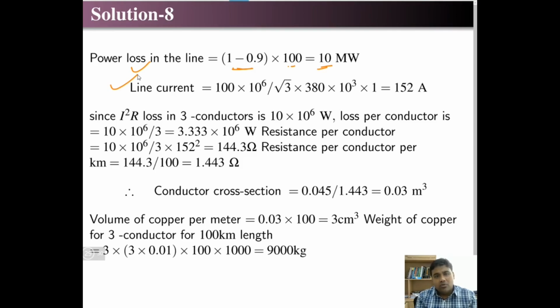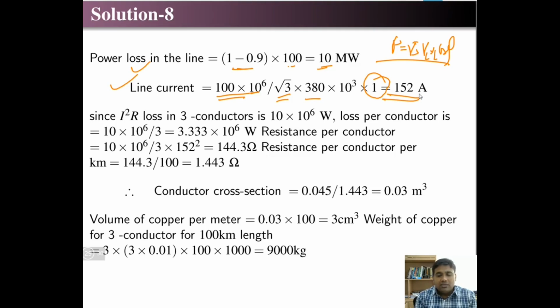Line current is basically obtained from the formula for power. You have 100 megawatt power, so power is equal to root 3 times VL IL cos phi. That formula you can use to find out the line current. It is a unity power factor condition, so you can assume cos phi to be 1, and the power is 100 megawatt. With root 3, voltage and current given, you are getting 152 ampere as the line current.